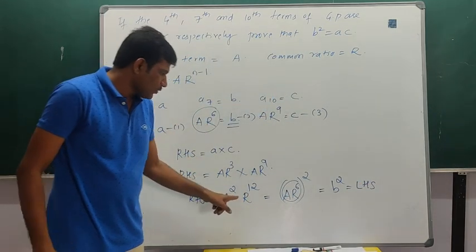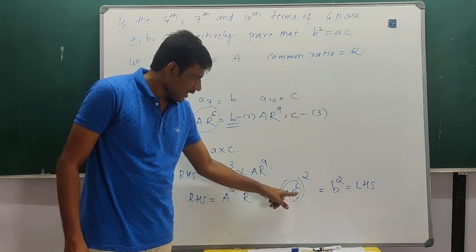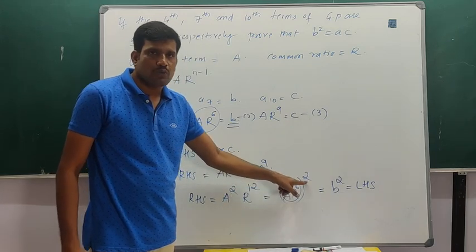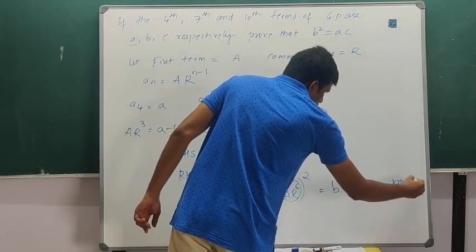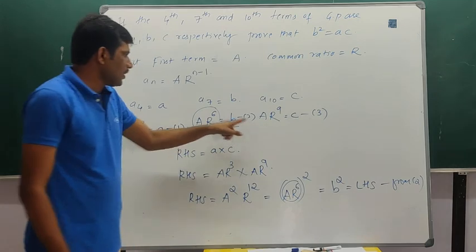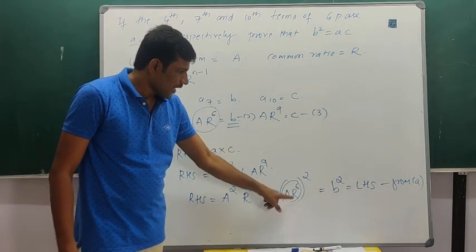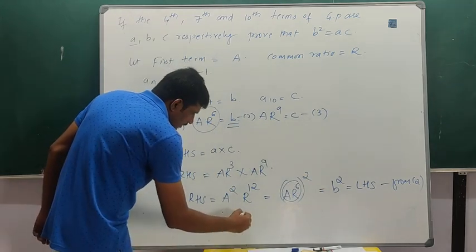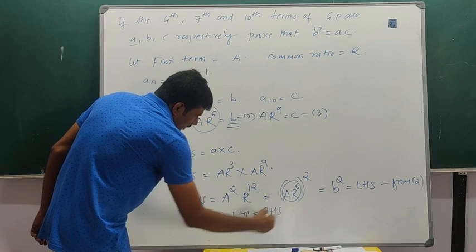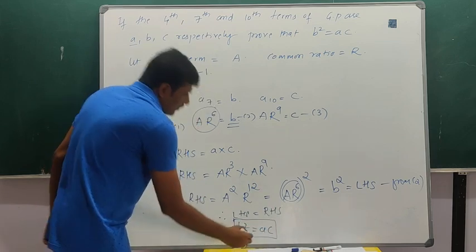So A square into R power 12 is nothing but AR power 6 whole square. From equation number 2, what is the AR power 6 value? AR power 6 value is B. So AR power 6 whole square is nothing but B square. Therefore, LHS is equal to RHS, that is B square is equal to A into C.